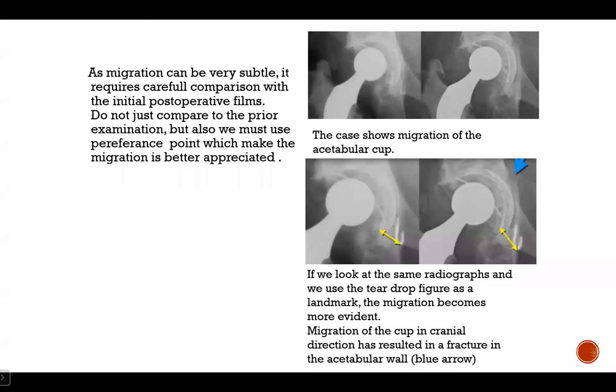Don't just compare to the prior examination, but also use a reference point, which makes the migration better appreciated. This radiograph is showing the migration of the acetabular cup. When we use the teardrop landmark, the migration becomes more evident, and it's complicated by a fracture of the acetabular component, as pointed out by the blue arrow.